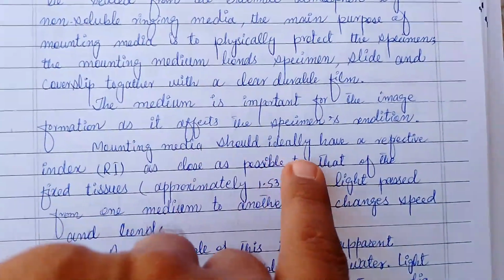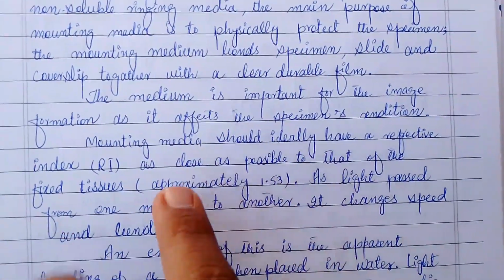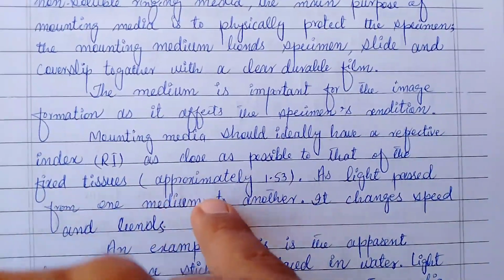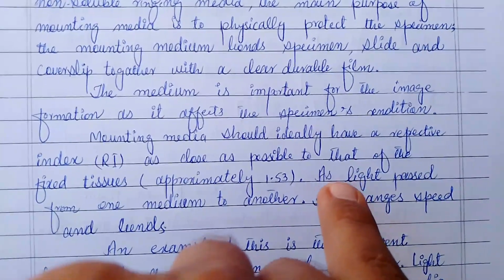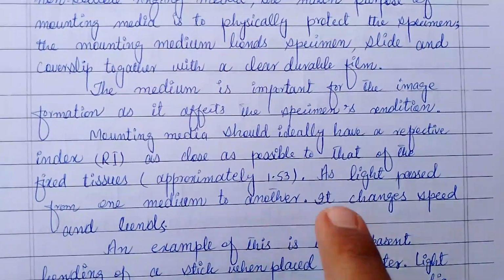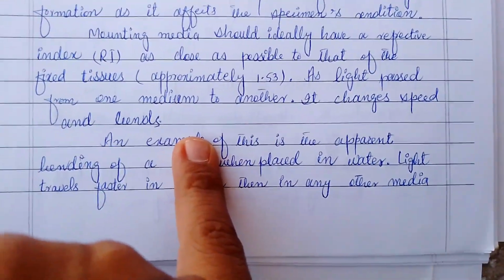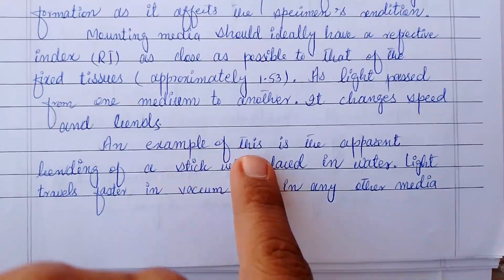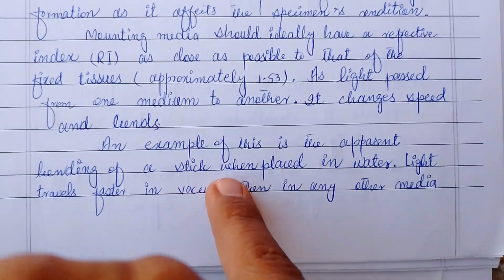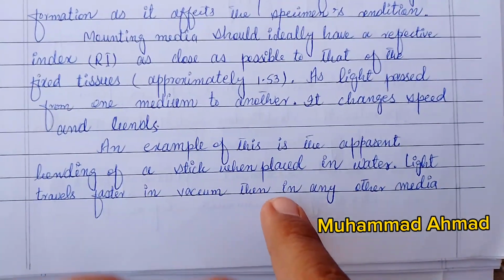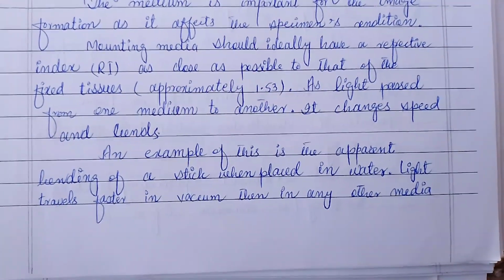Mounting media should ideally have a refractive index as close as possible to that of the fixed tissue, approximately 1.53. As light passes from one medium to another, it changes speed and bends. An example of this is the apparent bending of a stick when placed in water. Light travels faster in a vacuum than in any other media.